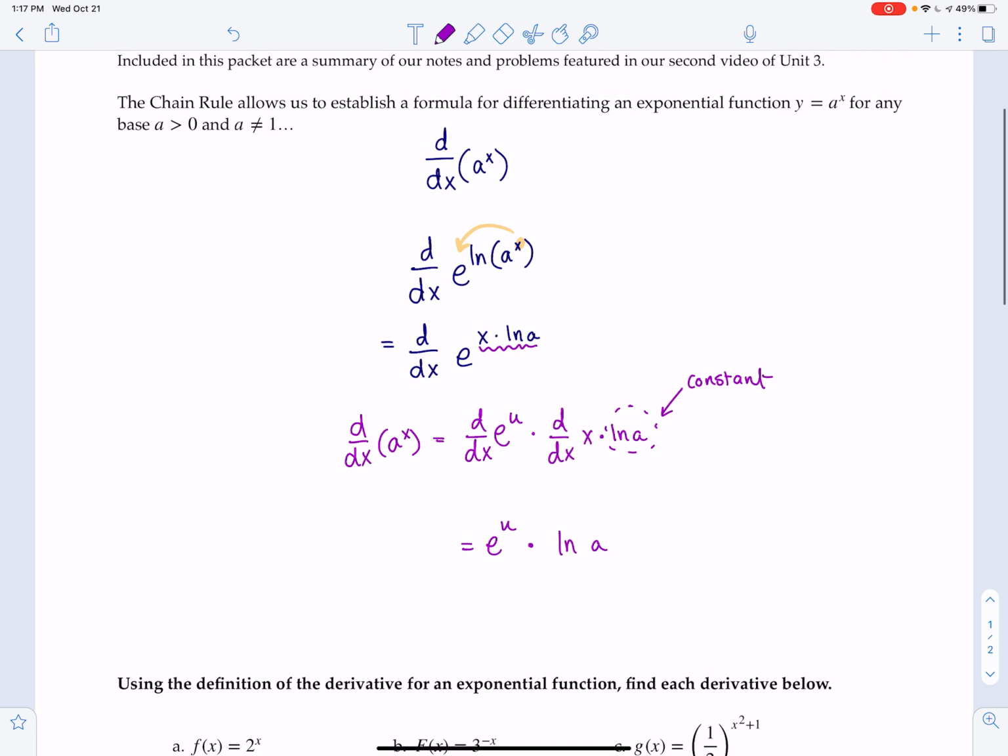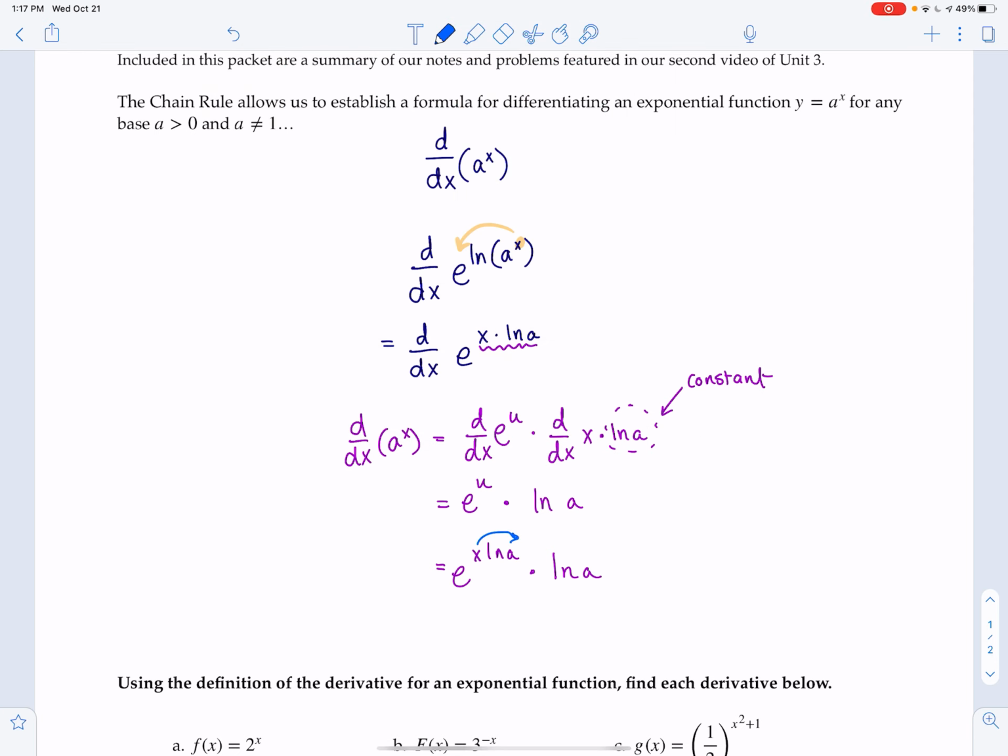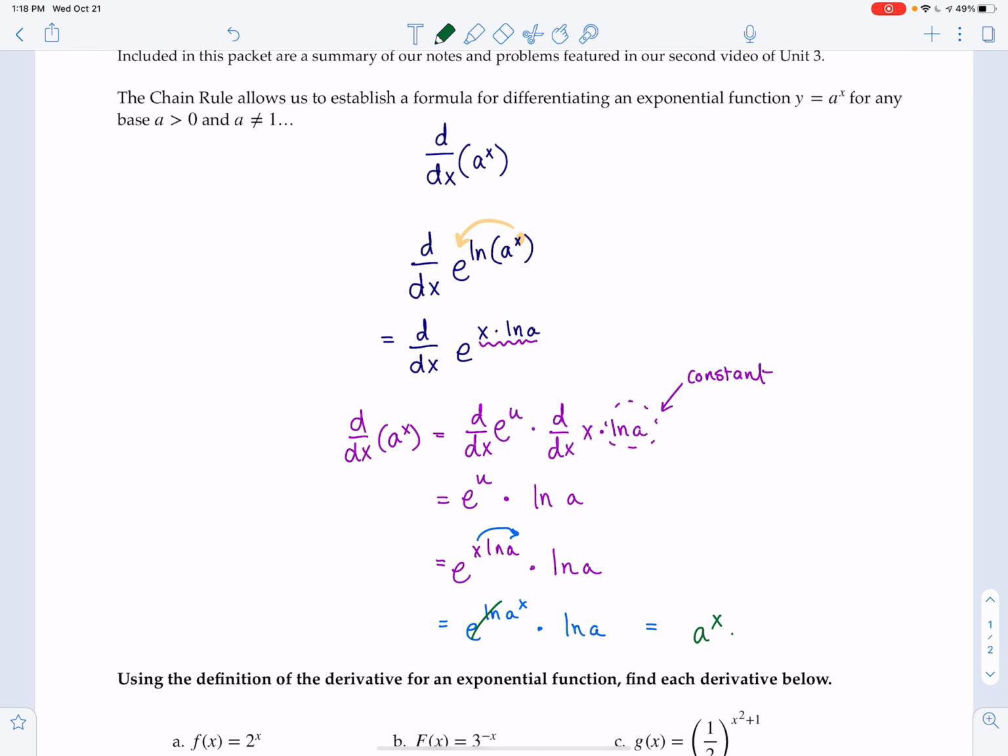And so now when we put everything back in, we have e, and instead of u, we have x ln of a, times the natural log of a. We're going to make a little more space here, sorry about that. We can reverse this law. So this is equal to e to the natural log of a to the x times ln of a. And our derivative here, we've done some math magic and worked backwards, is a to the x times the natural log of a. And that is our derivative.